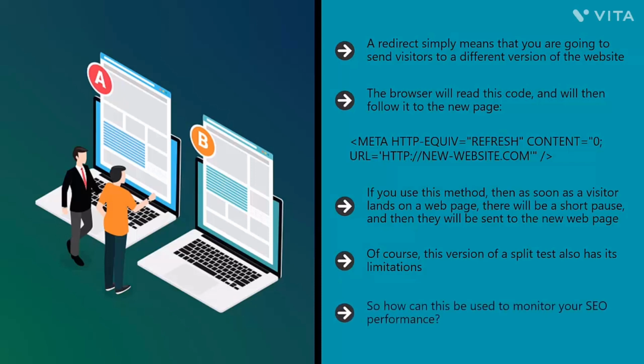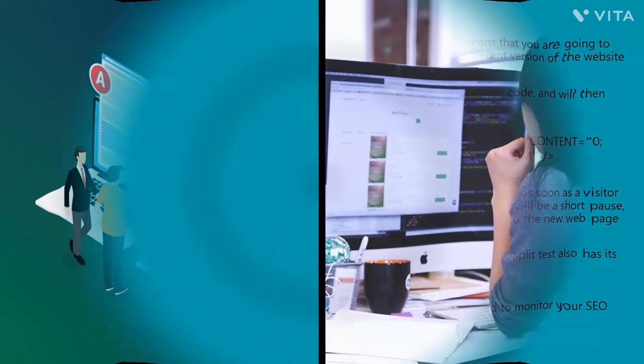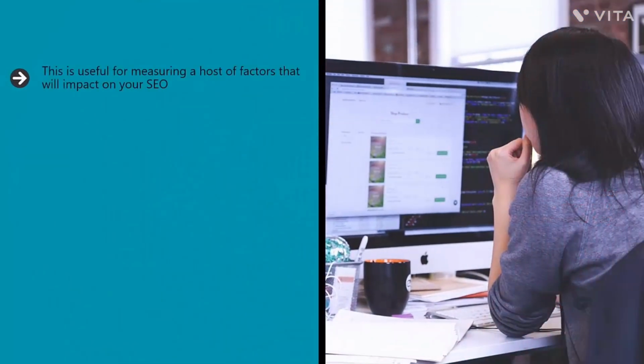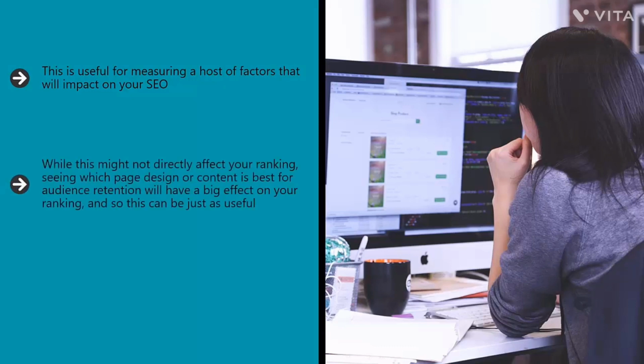So how can this be used to monitor your SEO performance? This is useful for measuring a host of factors that will impact your SEO. That means things like bounce rates, things like CTR, click-through rate, and more. While this might not directly affect your ranking, seeing what page design or content is best for audience retention will have a big effect on your ranking, so this can be just as useful. Which type should you use?